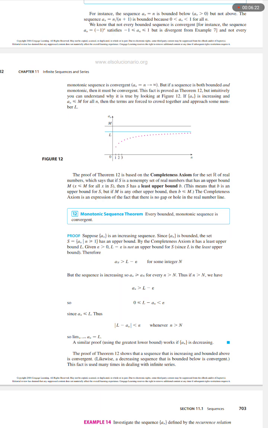The proof of Theorem 12 is based on the completeness axiom for the set of all real numbers, which says that if S is a non-empty set of real numbers that has an upper bound M (that is, x is less than or equal to M for all x in S), then S has a least upper bound B. This means that B is an upper bound for S, but if M is any other upper bound, then B is less than or equal to M. The completeness axiom is an expression of the fact that there is no gap or hole in the real number line.